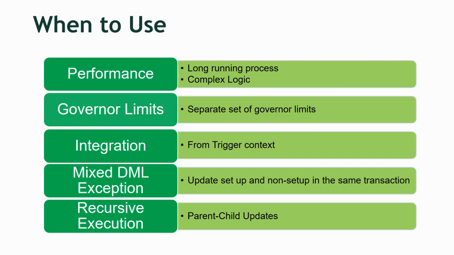The other scenario, governor limits, like if your environment is having too many processes as part of a particular transaction, there are higher chances that you might be hitting governor limits. So when you are executing some of those operations in a separate transaction asynchronously, you are going to get a separate set of governor limits. Thus, you will be safe.